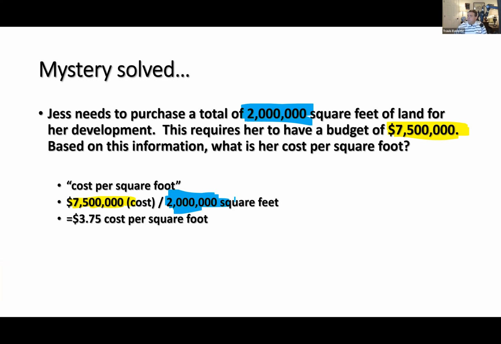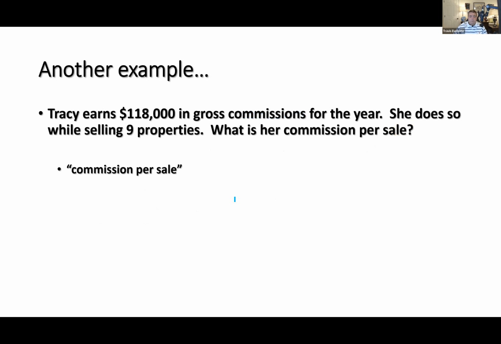And the word per tells us all we need to do. You didn't have to guess whether you were multiplying or dividing. You know, because that word is there. So another example of that.